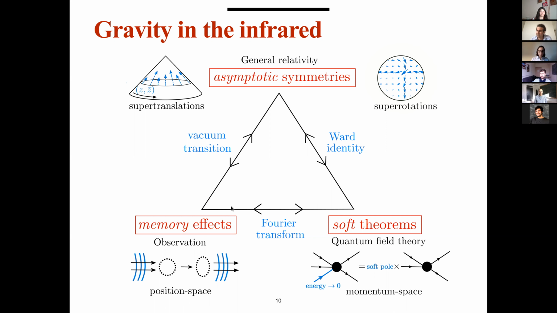The memory effects can be viewed as the Fourier transform of these momentum space soft theorems, and can then be related to asymptotic symmetries as being the physical effect of having a vacuum transition that's generated by these asymptotic symmetries. Because the parameters for the symmetry don't die off near the boundary, the action of these asymptotic symmetries will change the state. And so this change of state can be encapsulated by memory effects.